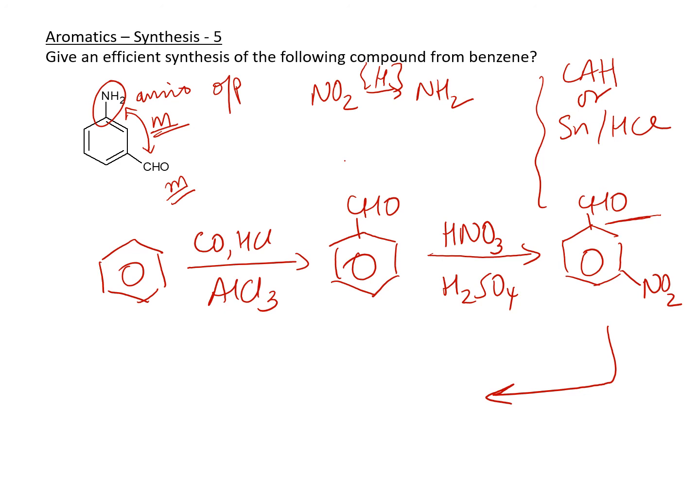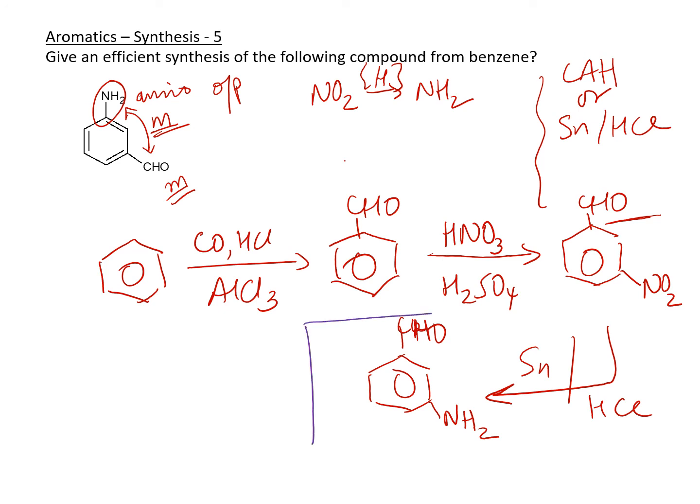But if I use tin and HCl, or iron in the presence of HCl, in this case it will only reduce the nitro group. So then I don't have to worry about my aldehyde group. That will be all fine and intact. So here is my NH2 group, and here's my final product. Again, the meta relationship between the two groups is maintained. The one thing I had to worry about here was making sure that I don't use a strong reducing agent, so I have to be careful of my groups.